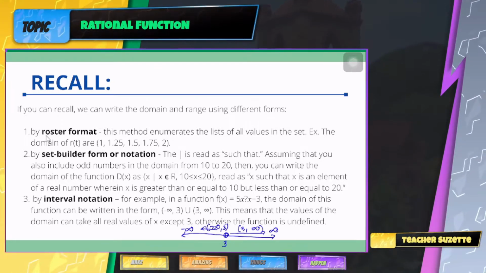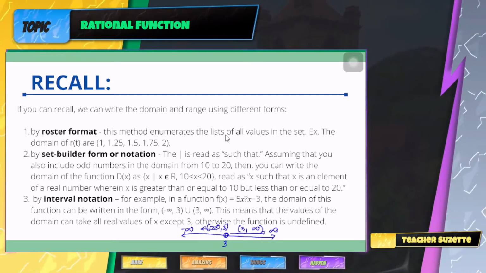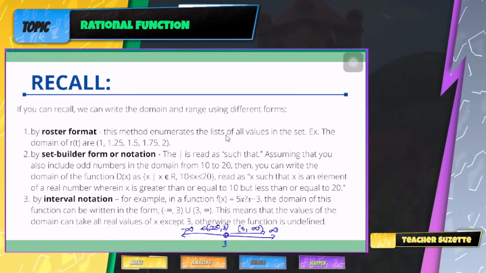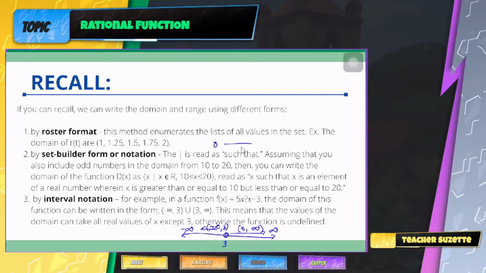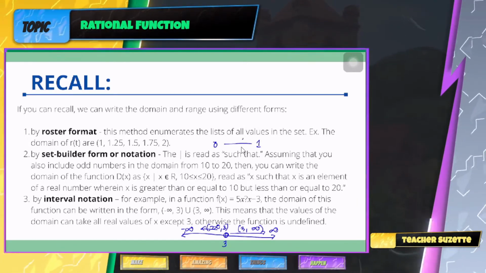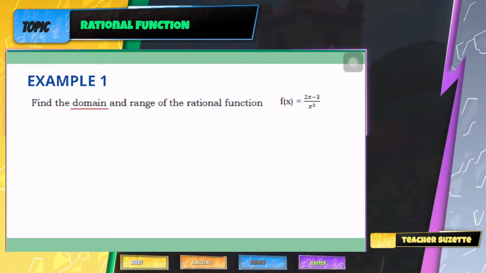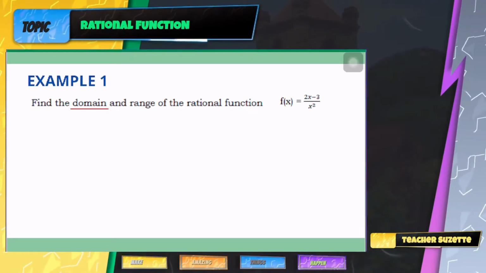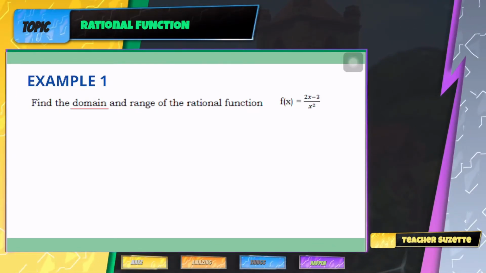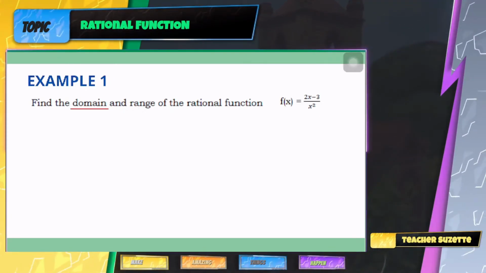The roster format, or enumerating all the values, is not applicable here, because even between 0 and 1 alone, there are infinitely many numbers. Now, let's proceed to finding the domain for each example. Let's have our example number 1. Find the domain and range of the rational function. Specifically, let's do the domain first.